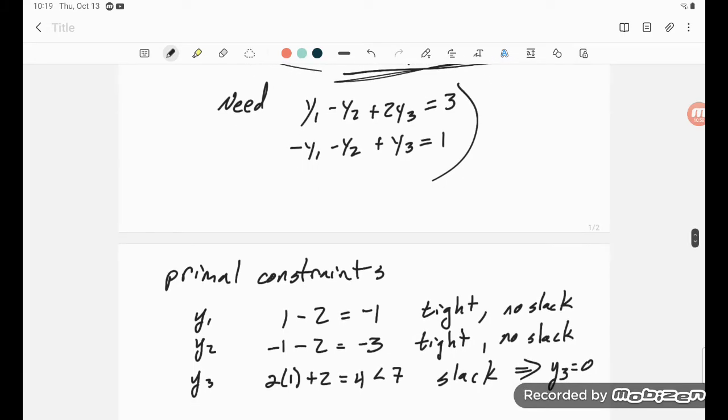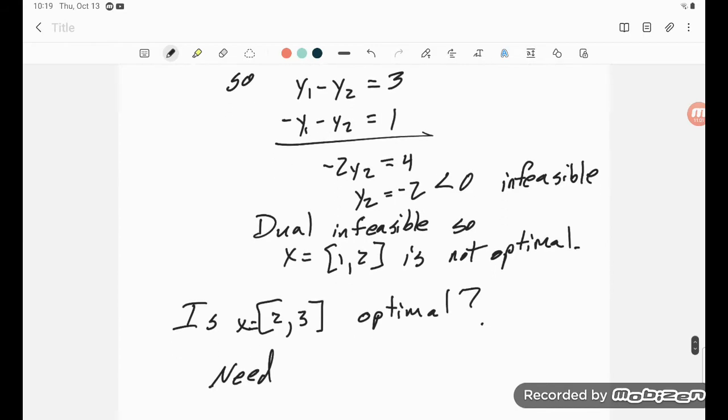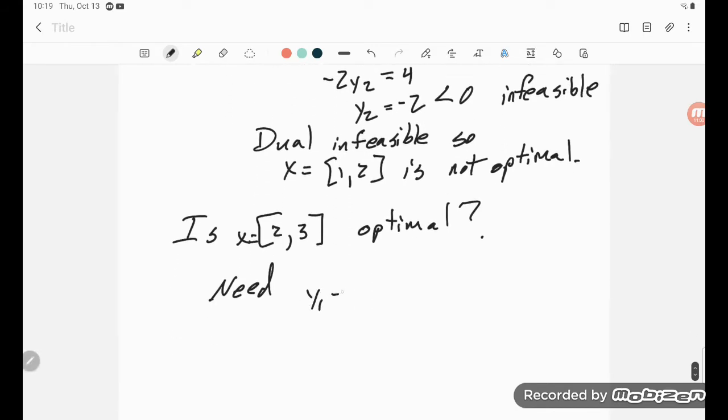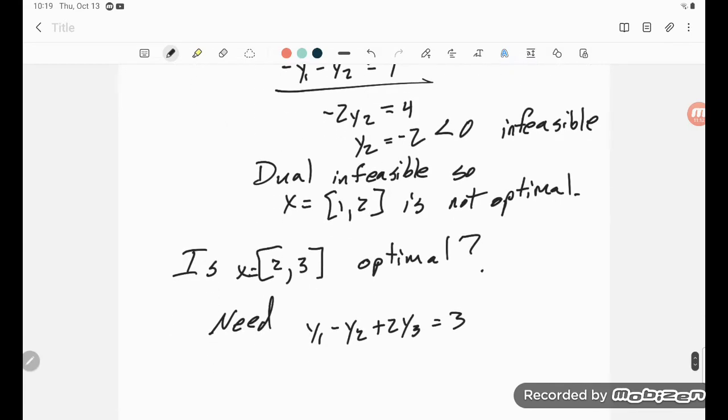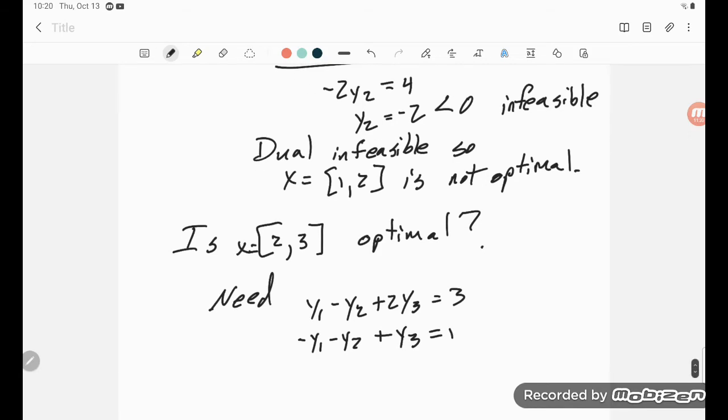So wish I could just pick that up and put it down here, but that's y1 minus y2 plus 2y3 is equal to 3, and then minus y1 minus y2 plus y3 is equal to 1. Okay, I'm going to pause this for a moment. All right, so we need this.